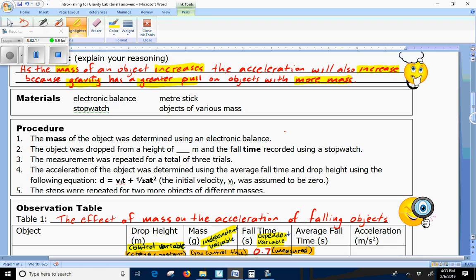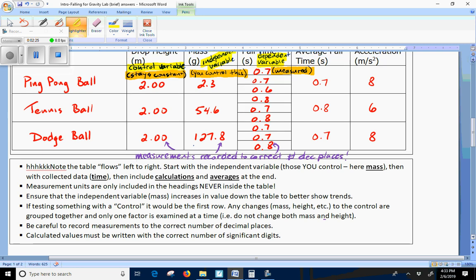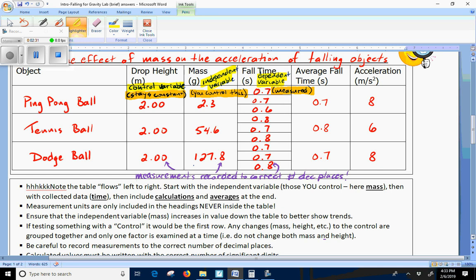All right, now on to the observation table. You should be looking at your observation table. And this is really key for most labs. You have a lot of marks for this table. You want to make sure that you organize it properly. So one of the first things you do is you include a title. It's going to explain what the table's all about. And usually it refers to the purpose of the lab. In this case, we're looking at the acceleration of the falling objects. So we're going to have the acceleration at the end. And we're looking at the effect of mass. So a good title here would be the effect of mass on the acceleration of falling objects.